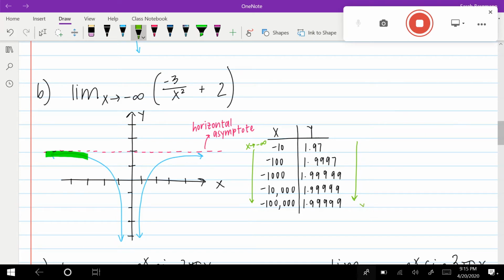In our table, we can also see y is approaching 2. We have 1.97, 1.9997, 1.99999, and the same after that. So since y is getting closer and closer to 2, as I see in my table and my graph, I can go ahead and conclude that the estimation for this limit as x approaches negative infinity is 2.